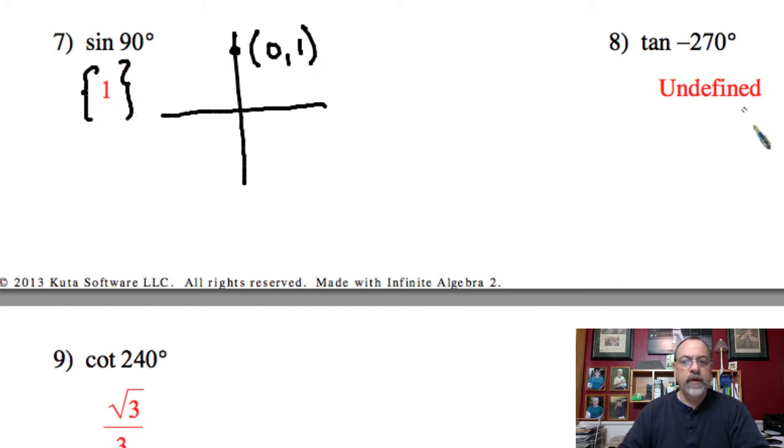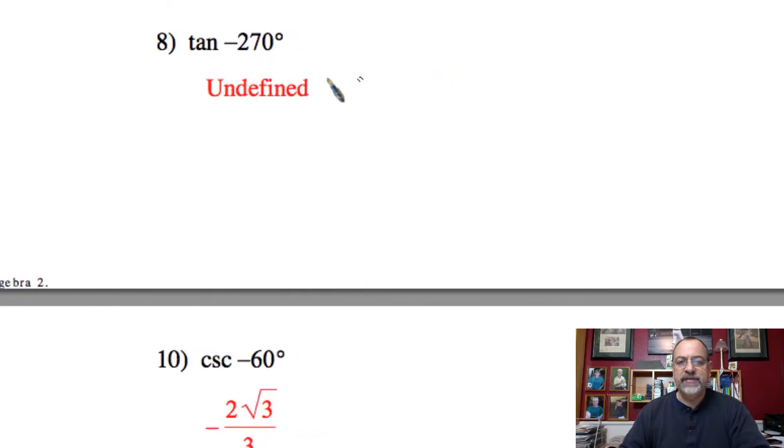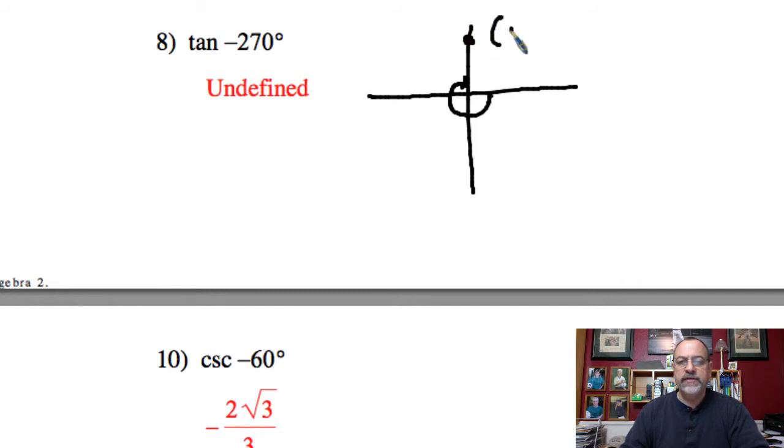If I have a tangent of negative 270, well this would be 90, 180, and one more here would be 270. So again, we're on a quadrantal angle. An r value of 1 gives us this coordinate of 0, 1. And the tangent, you remember, is the y value over the x. So that would be 1 over 0, which is undefined. So we have an undefined value here.